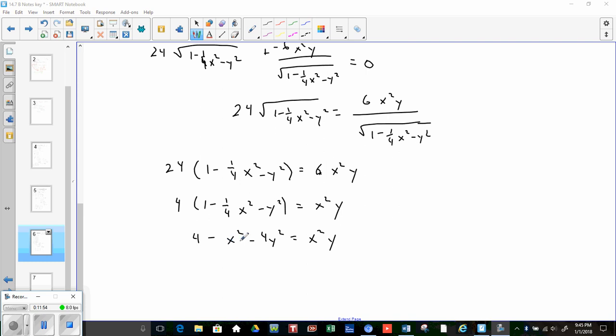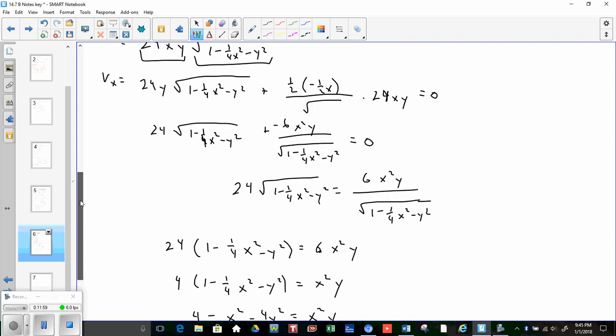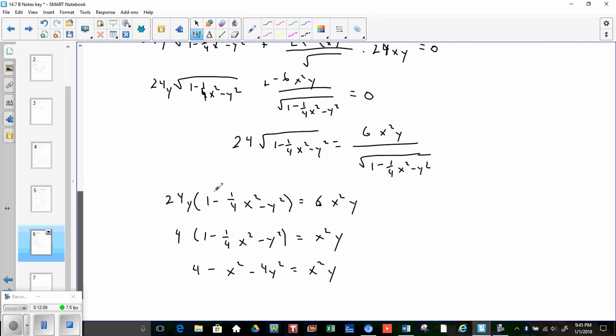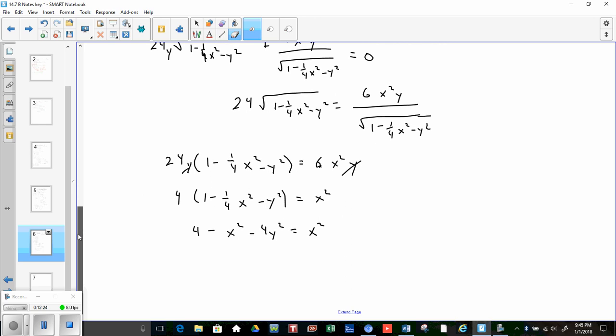Alright, so I seem to have lost something here. Something's not working out right. What did I lose? Ah, I see what it is. This 24y. I lost my y. I knew something wasn't working out right. There's a y there, which actually means this y can cancel with this y. So that y is actually not even there anymore. Alright, there we go. That makes more sense.